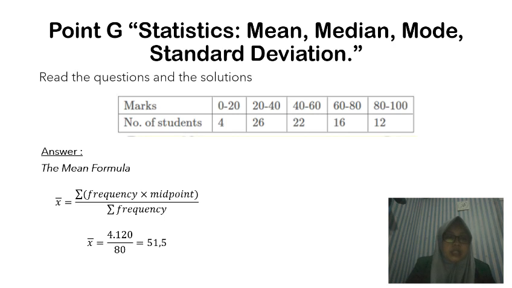The answer, the mean formula X bar equals sigma frequency multiply midpoint in the parentheses over sigma frequency. X bar equals 4,120 over 80 equals 51.5.